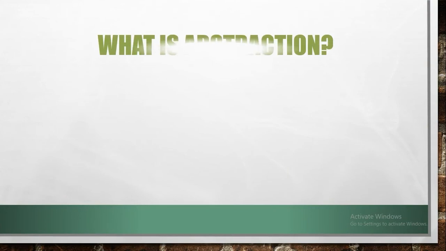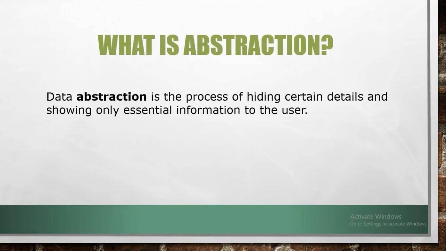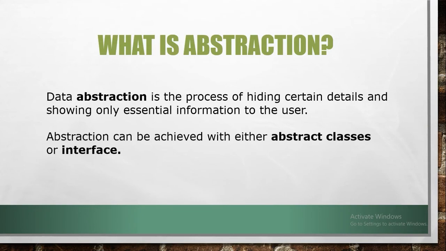Now, what is abstraction? So guys, data abstraction is a process of hiding certain details and showing only essential information to the user. Abstraction can be achieved with either abstract class or interface. In this video, we will cover the example for abstract class, and in the next video, we will see how we can achieve abstraction using interface.